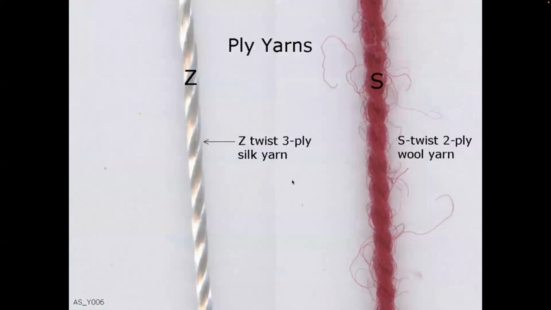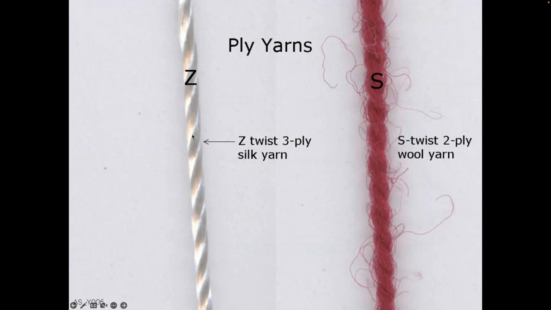Now we'll talk about ply yarns. This is a Z twist yarn. This is an S twist yarn. This is a two ply because there are two yarns that are twisted together to make this yarn. But this one is a three ply yarn, which means there are three separate yarns that are twisted together to create this yarn. And this is silk yarn.